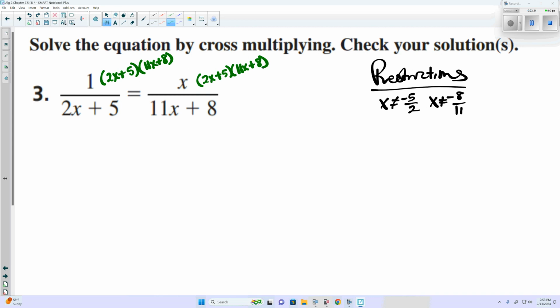Because on the left-hand side, the 2x plus 5 and the 2x plus 5 would cancel. And on the right-hand side, the 11x plus 8 and 11x plus 8 will cancel. It's going to reduce this here. So on the right-hand side, we have x times 2x plus 5. What's left on the left? 1 times 11x plus 8, yes? That's kind of a nice one, yes? Because 1 times anything is the other piece.